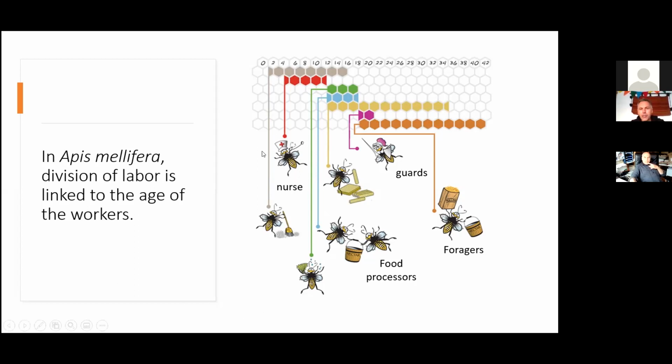At early ages, workers in cells take care of the brood and the queen. At middle ages, they become food processors. Afterwards, they are guards. By their third week of life, they go out foraging for resources.